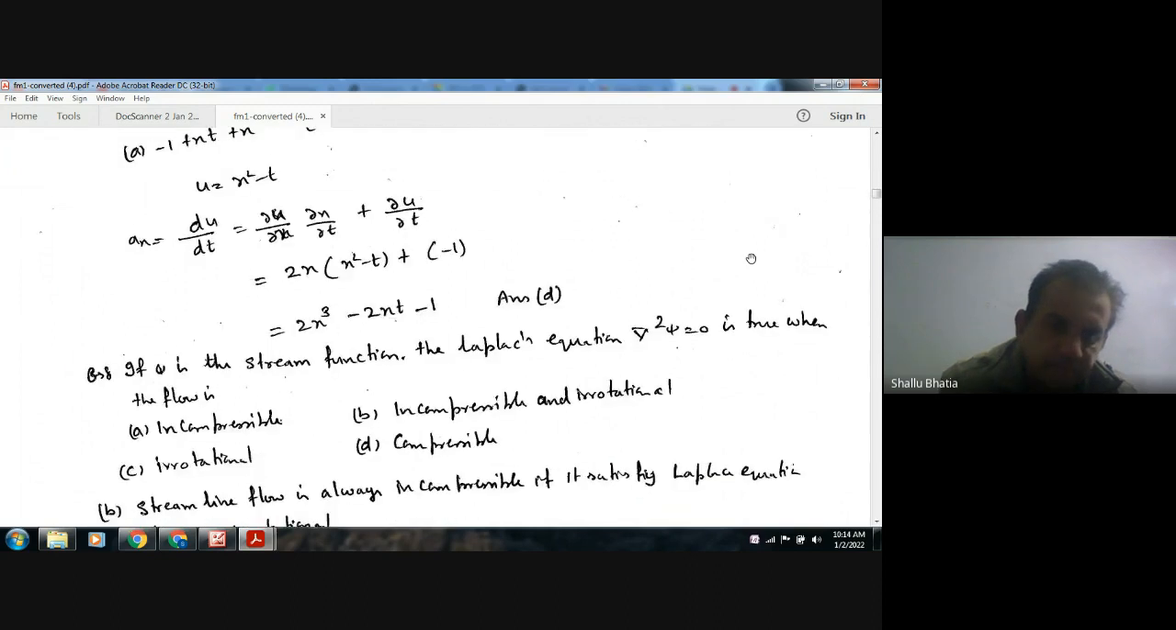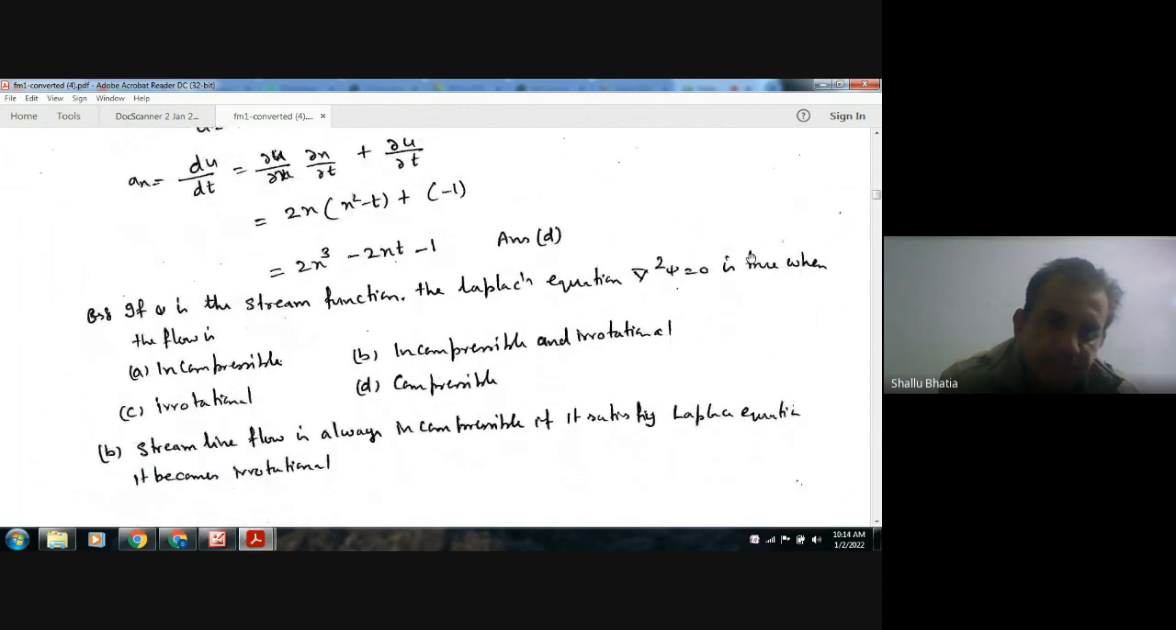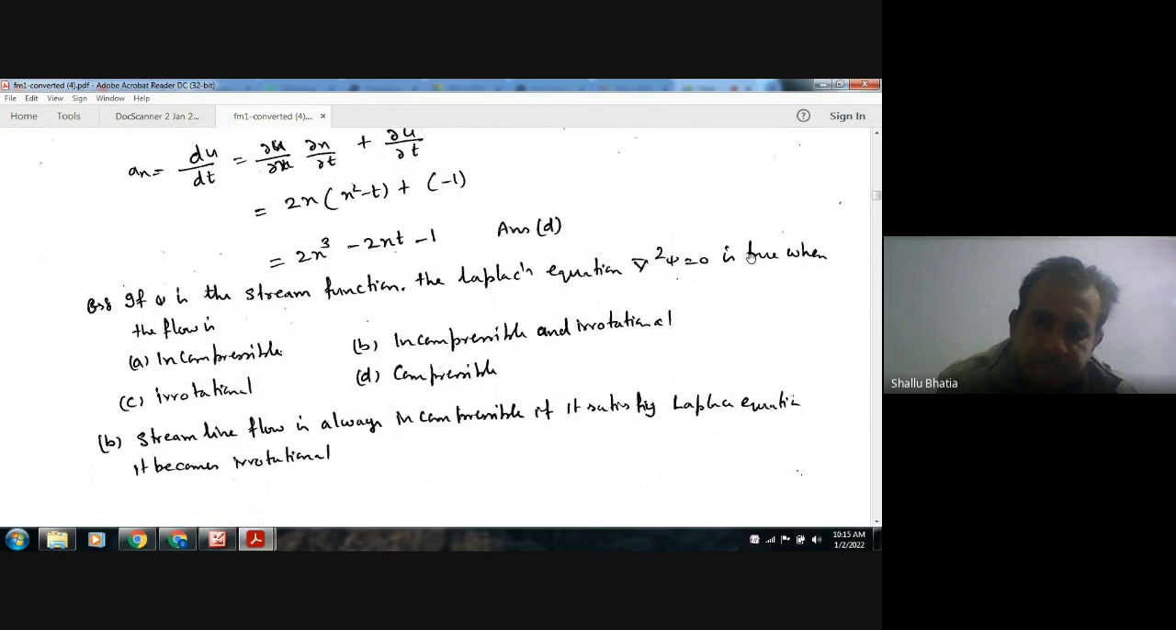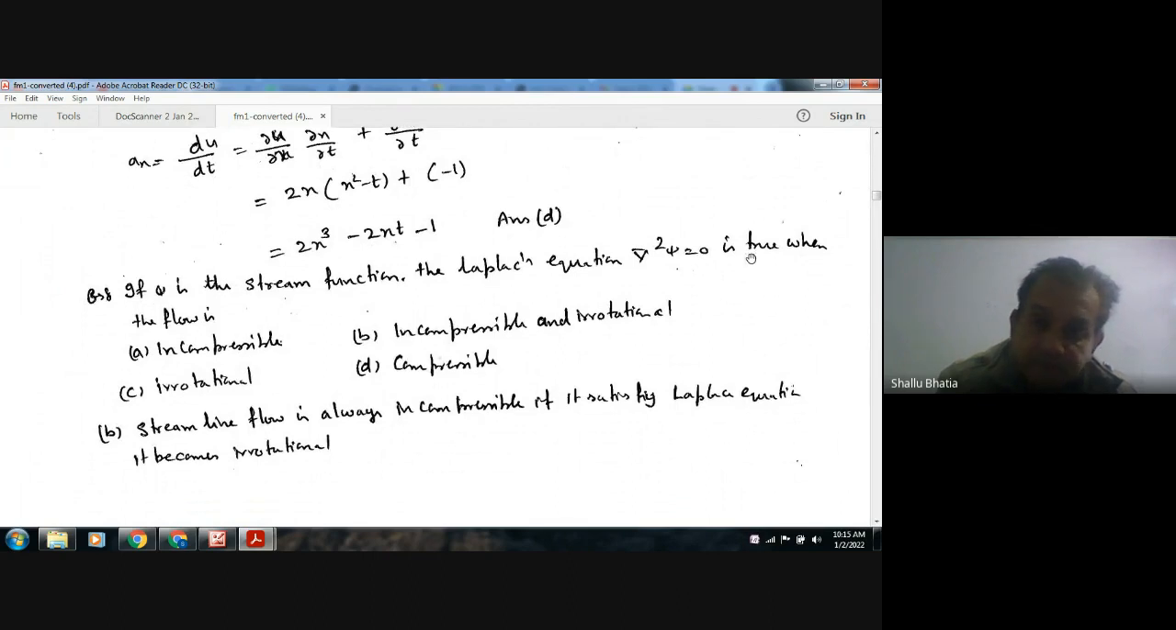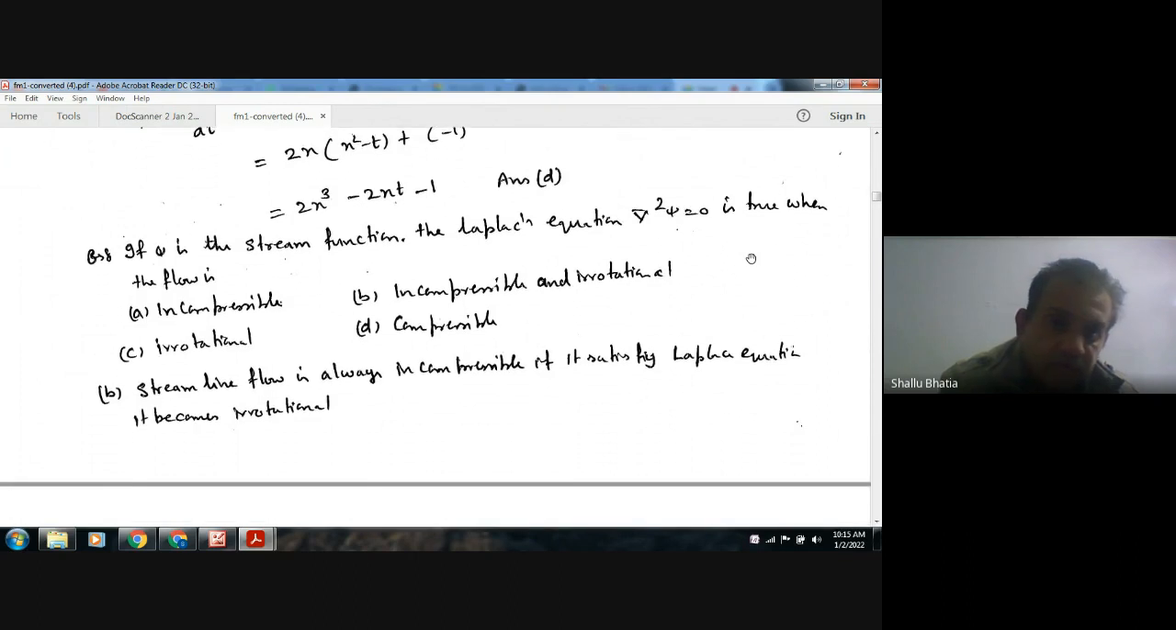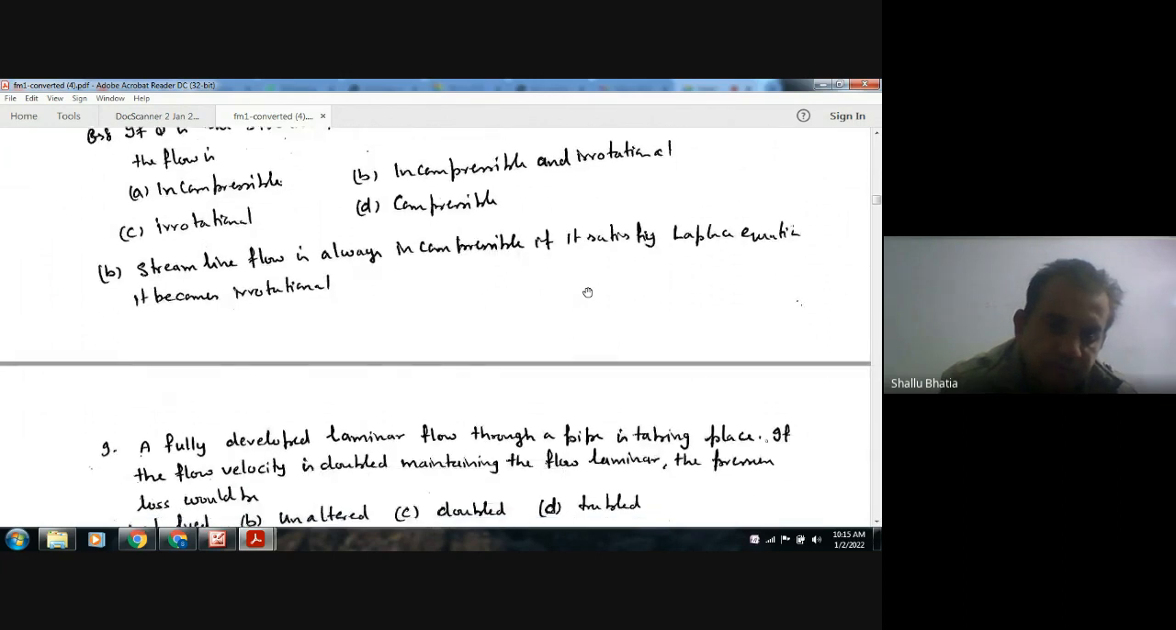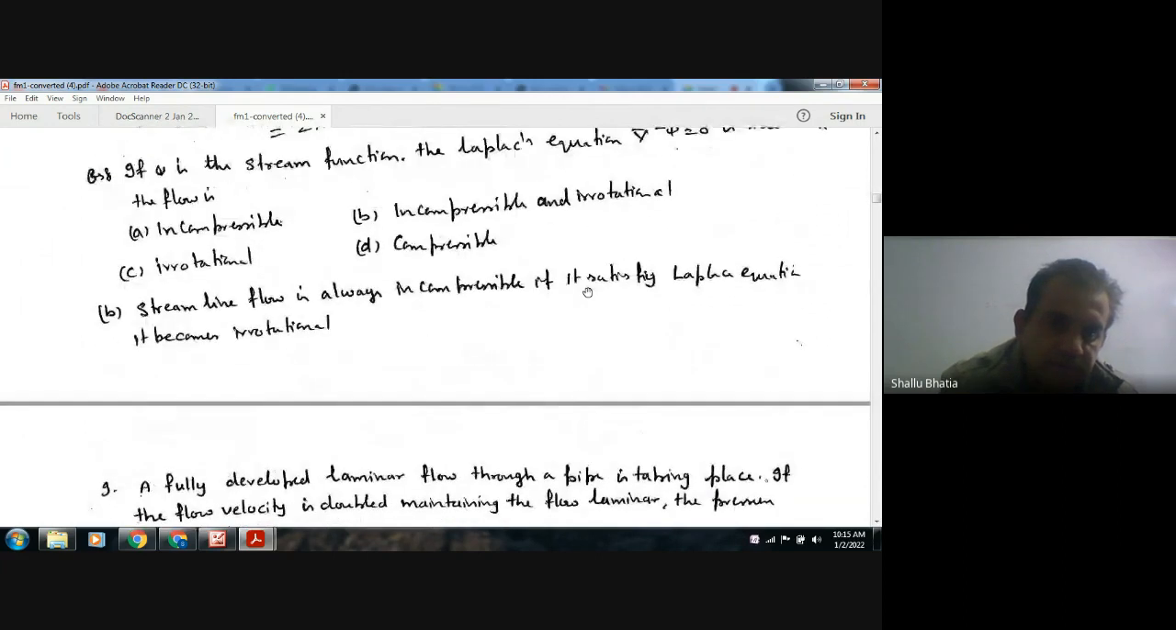Next. If psi is the stream function and the Laplace equation, delta square psi is 0, is true when the flow is... so when the stream function exists, then it is a case of incompressible flow. When it satisfies the Laplace equation, then it is irrotational flow. The flow is both incompressible as well as irrotational. So the answer is your B.